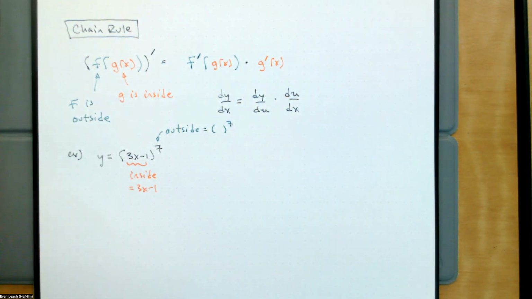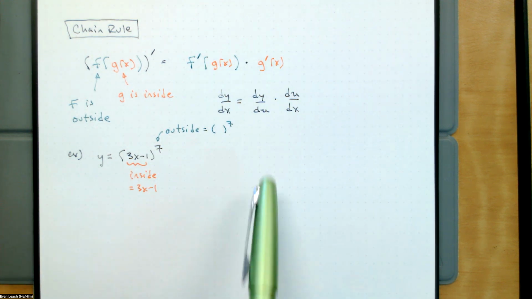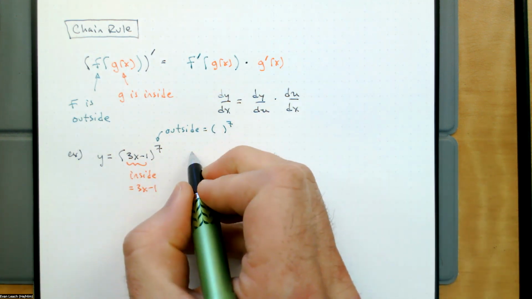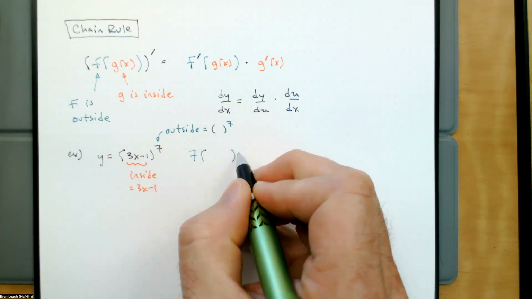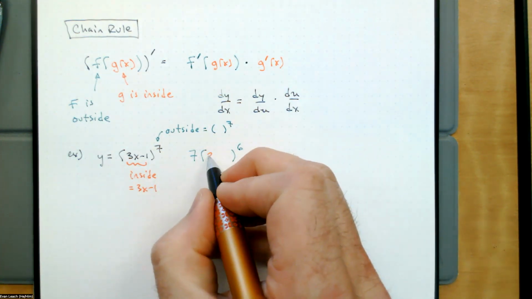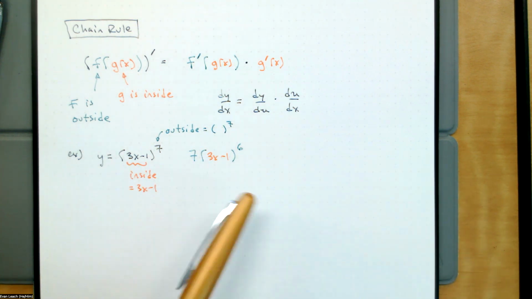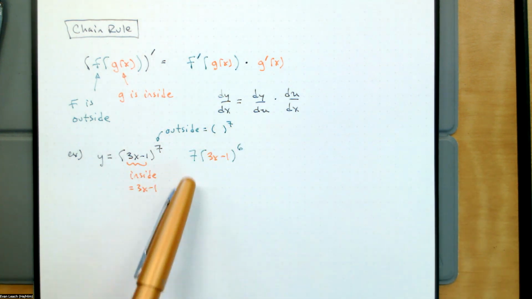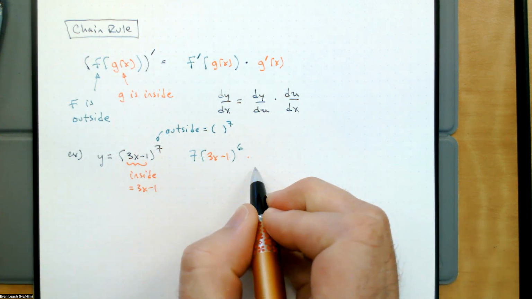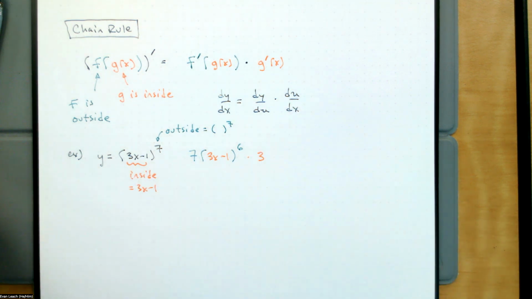So the chain rule says take the derivative of the outside, leaving the inside alone. Take the derivative of the outside with respect to the inside. So the derivative of something to the 7th power is 7 times that thing to the 6th power. In this case, that thing was 3x minus 1. Take the derivative of something to the 7th power, 7 times that thing to the 6th. Then multiply by the derivative of the inside. The derivative of 3x minus 1 is 3.